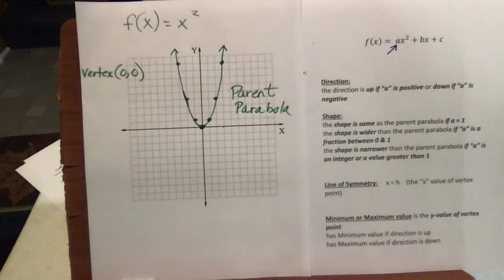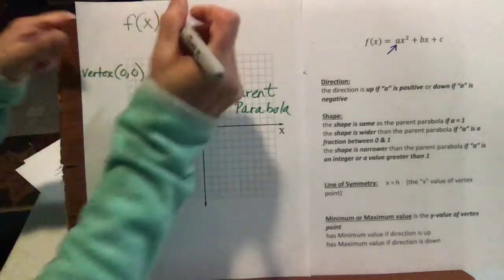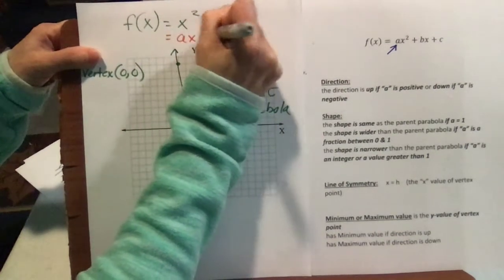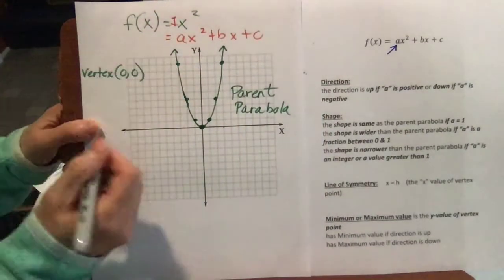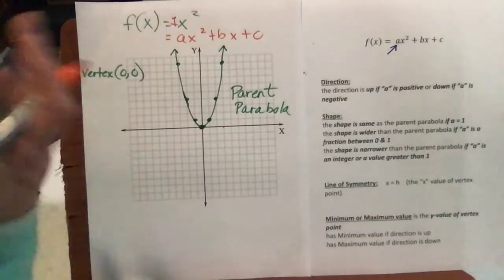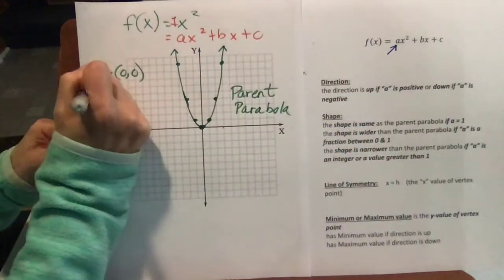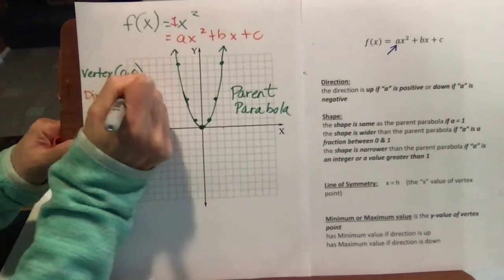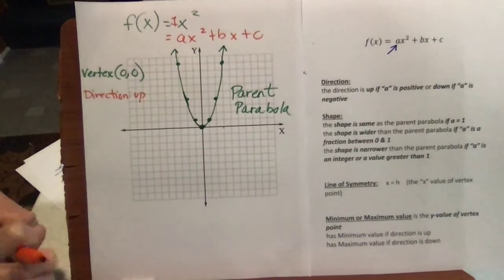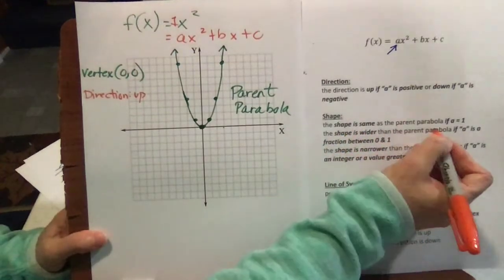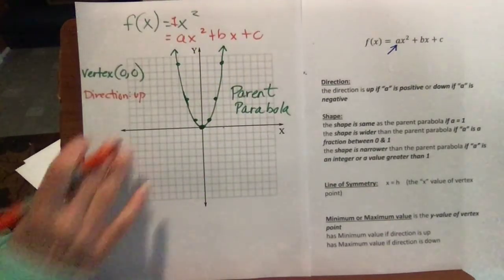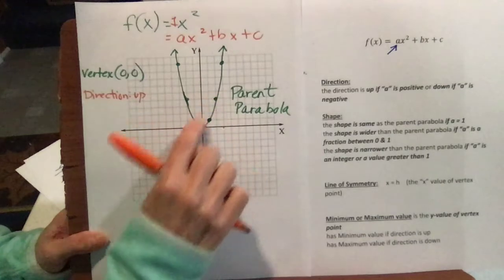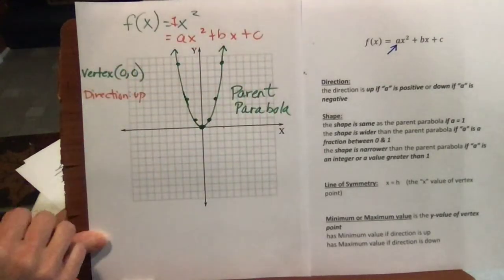All right, so we're going to keep this here. Now, I know that this shape was upward because my a value, remember, it's ax squared plus bx plus c. My a value was the number 1. So if my a is positive, my direction is up. So I know this right away before I even start graphing. Now I know this shape is the same because I happen to know that f of x equals x squared is the parent parabola. So I know this shape will be just like this. 1, 1, 2, 4, 3, 9, 4, 16, and so on.